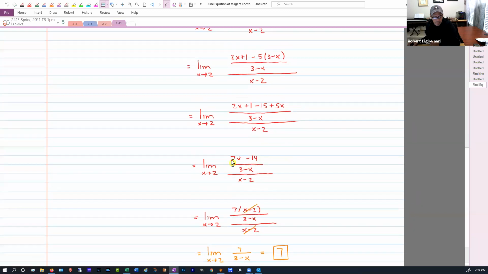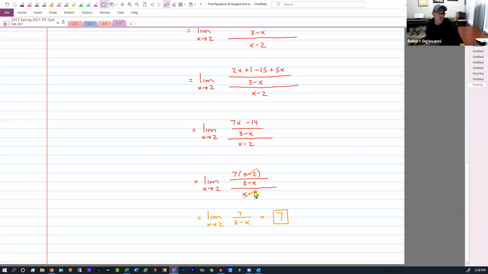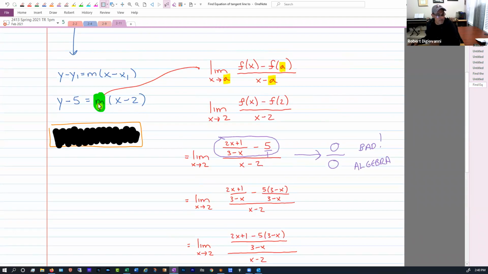And then I realized that if I factor a 7 out of the top, I get an x minus 2 on top, which cancels with the x minus 2 on the bottom. And that leaves you with just the 7 over 3 minus x. And now when you take the limit as x approaches 2, you get 7. And then you take that back up here and you plug that in for m. And when you plug that in for m, you get the final answer. Right here.